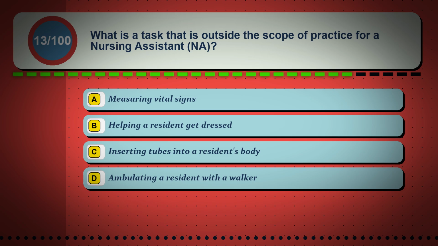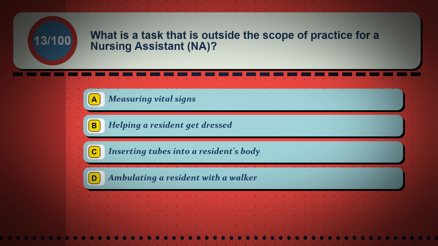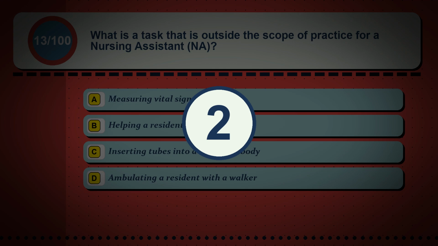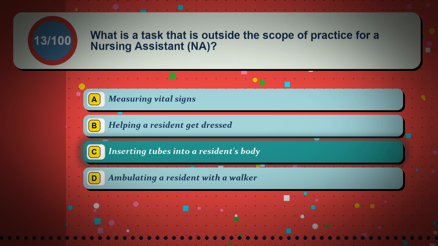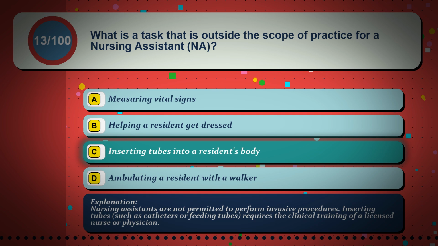What is a task that is outside the scope of practice for a nursing assistant, NA? Option A, measuring vital signs. Option B, helping a resident get dressed. Option C, inserting tubes into a resident's body. Option D, ambulating a resident with a walker. The correct answer is option C, inserting tubes into a resident's body. Nursing assistants are not permitted to perform invasive procedures. Inserting tubes, such as catheters or feeding tubes, requires the clinical training of a licensed nurse or physician.